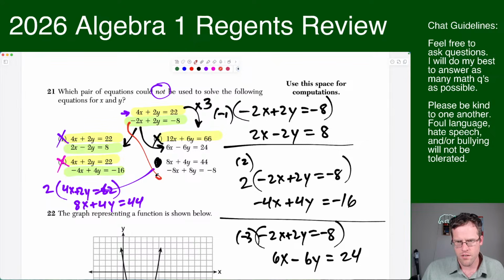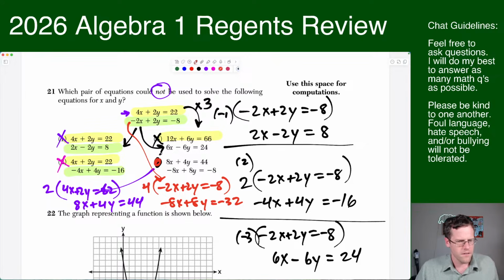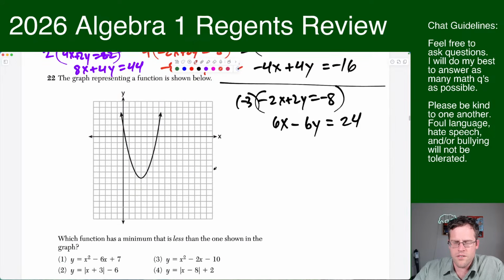So if I take this bottom equation and I go times 4, I get minus 8x plus 8y. But the right side, 4 times negative 8 is negative 32, not negative 8. So that's why this one's no good. All right. So let's see.